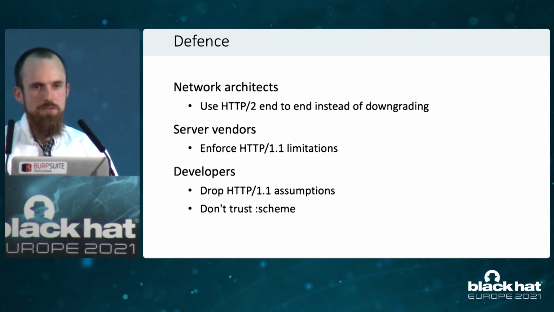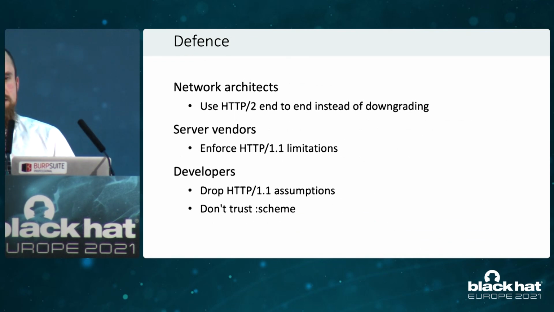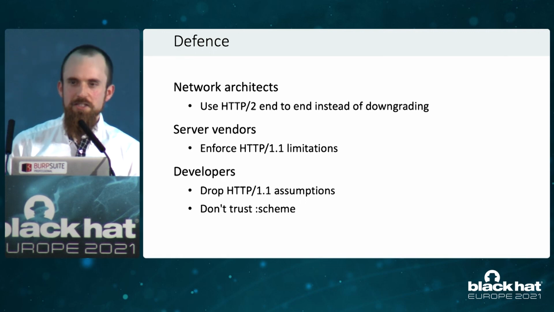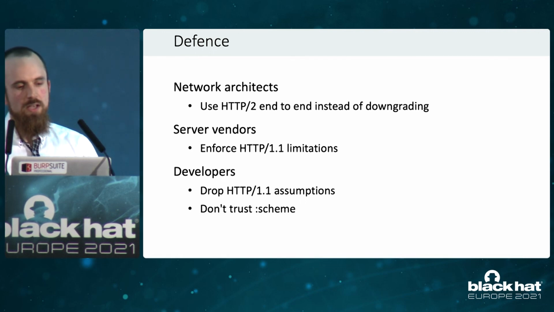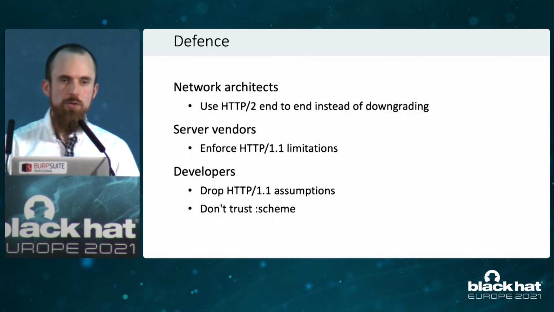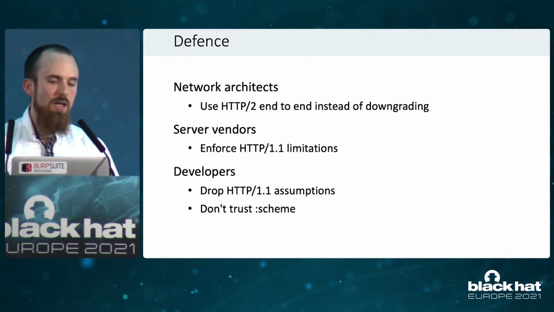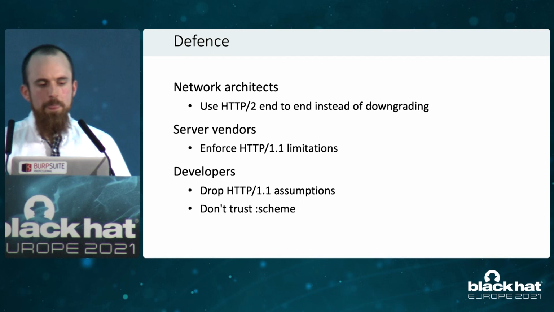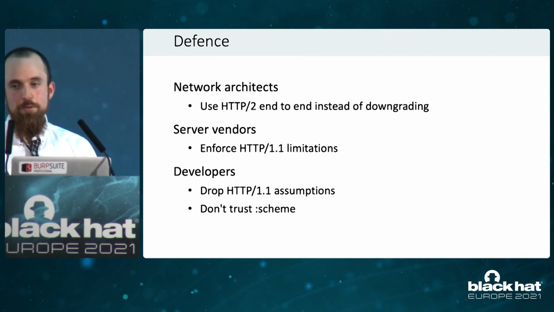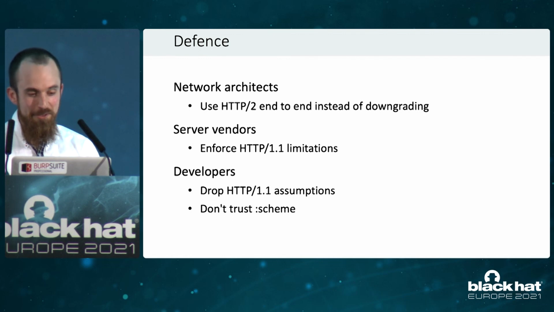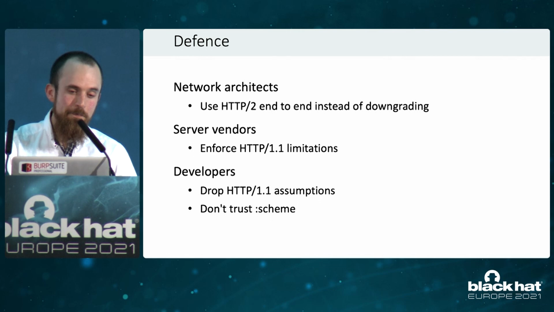As far as defense goes, I think the most important thing is I would advise network architect type people not to use HTTP2 downgrading ever. I would not turn on HTTP2 on your front-end server until you can have HTTP2 end-to-end. It's just too dangerous. Beyond that, though, if you're a server vendor, I'd recommend enforcing HTTP 1.1 limitations, like the RFC tells you, like not letting people put colons in header names or new lines in silly places.